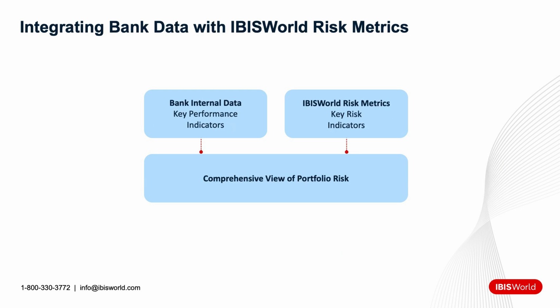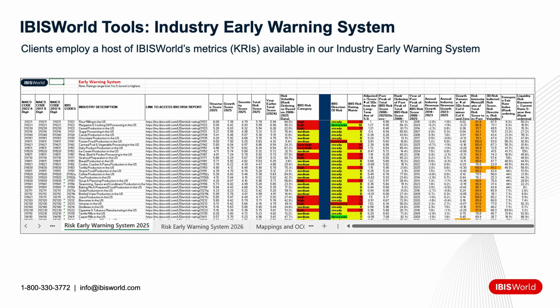As we'll see later, banks employ our risk scores and other IBISWorld risk metrics as key risk indicators, integrating them with their internal data, so-called key performance indicators. The methodology is consistent with regulatory guidance, particularly those regarding concentration risk, and is a critical element in the process of utilizing IBISWorld tools. The most popular IBISWorld tool used by hundreds of risk and portfolio management professionals is our industry early warning system. The downloadable Excel workbook houses our forward-looking risk ratings and 20 other unique risk metrics. We recently updated the system to include metrics on company exit rates and liquidity risk.